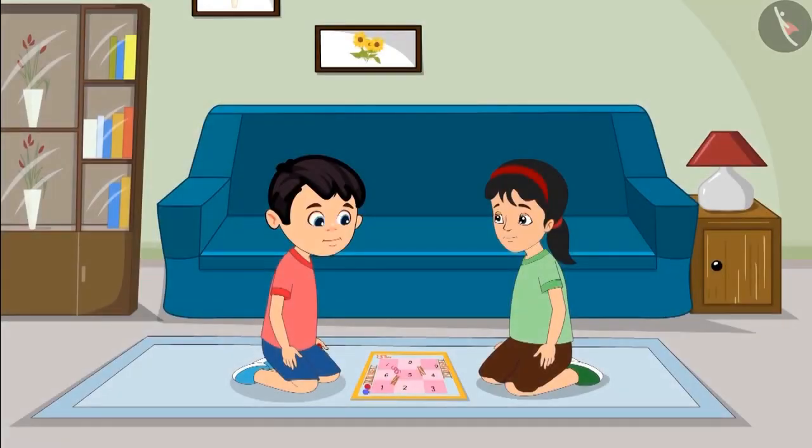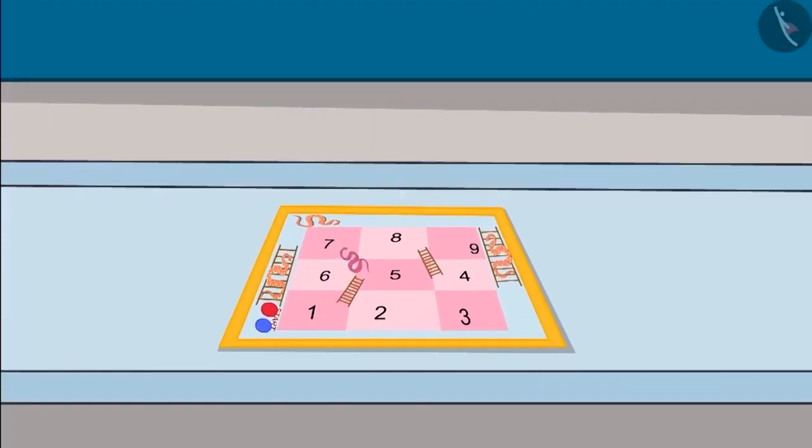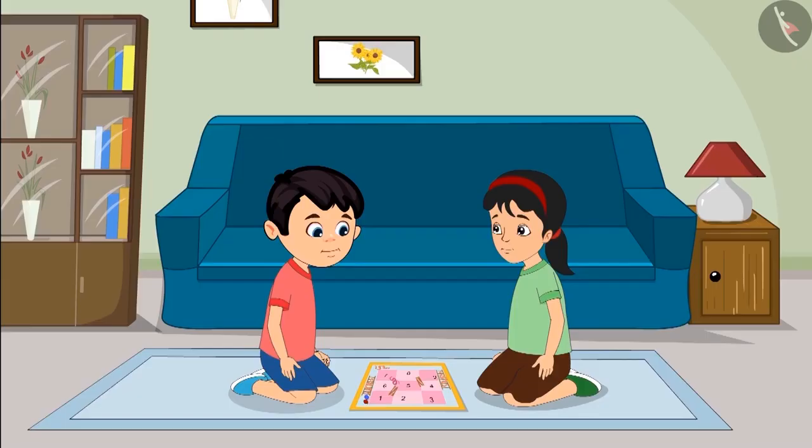Pinky and Chotu are playing the small snakes and ladder game because it has numbers only from 1 to 9. In this, 2 dice are thrown in turns, and by adding the numbers of both dice, one has to move the piece to the correct number. The one who reaches 9 first wins the game. Let us see how Chotu and Pinky are enjoying this game.